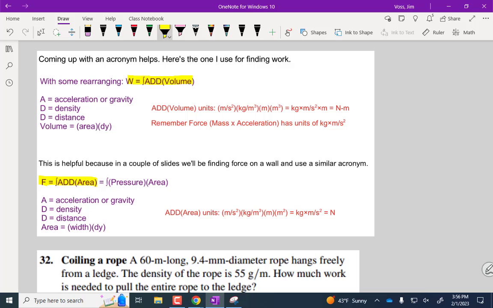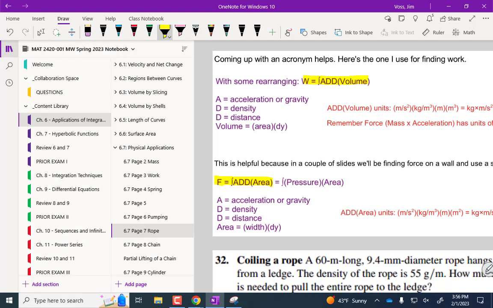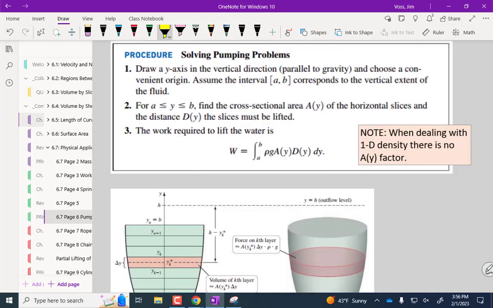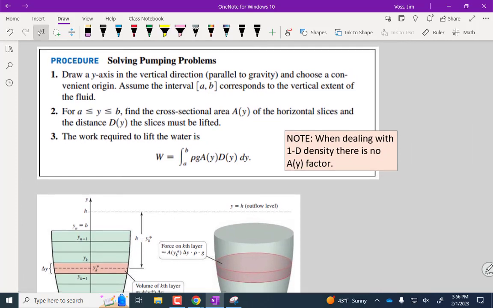ADD is a math word. However you want to think of ADD, it could be something other than add. But that's what this represents here. That's what all these represent. It's just a little cleaner to write down ADD volume than that.